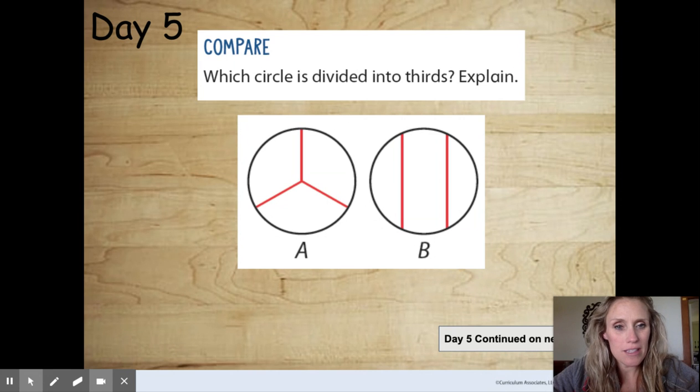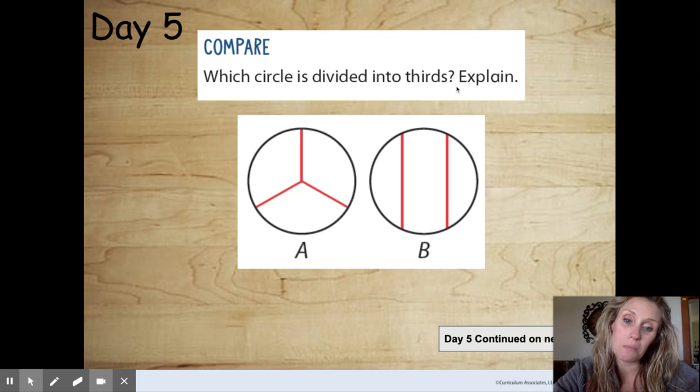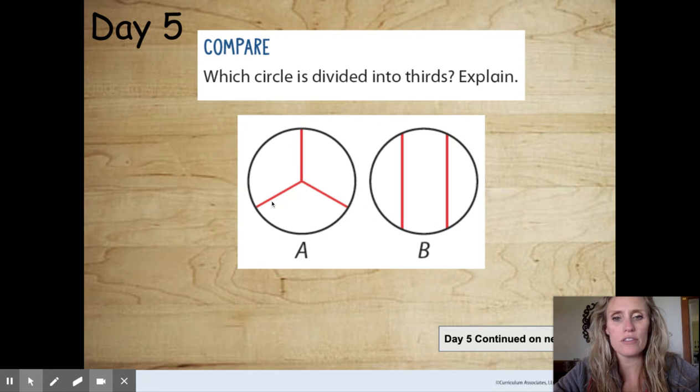So today, let's look at the problem. We are going to be comparing. It says compare. Which circle is divided into thirds? Explain. Okay, so be thinking which one you would choose. Your circle A, is that divided into thirds? Or B, is it divided into thirds?